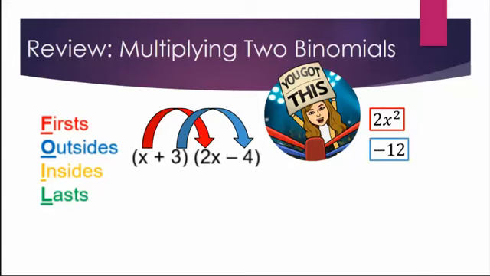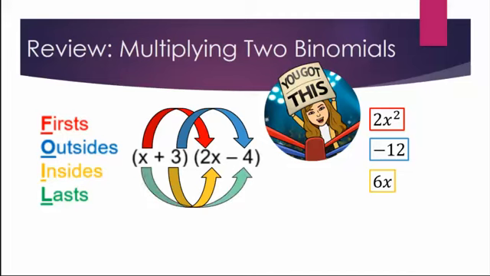All right, almost there. 2 more. Insides. The insides of the whole expression, which is 3 times 2x, will give me 6x. And then now the last. So the last ones, x times -4, is going to give me -4x. Perfect. All right, so now we multiplied my two binomials. What am I going to do next? You put it all together.